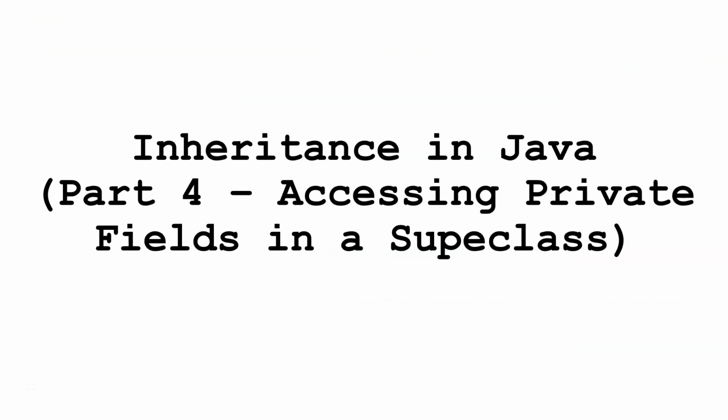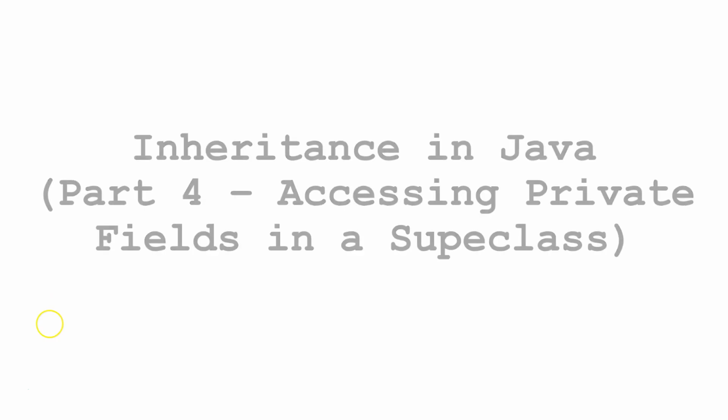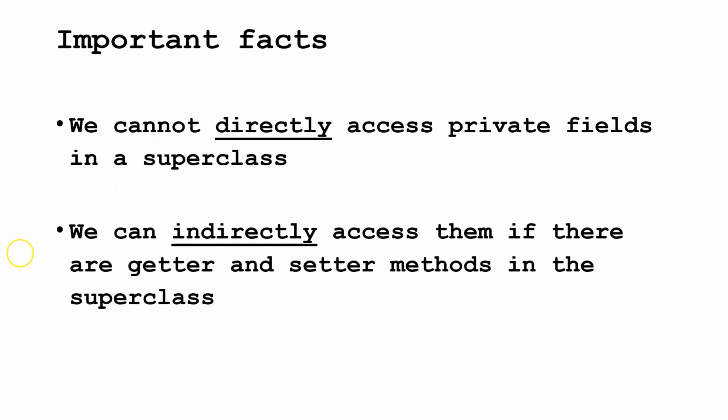In this Java tutorial, we are going to continue talking about inheritance. Specifically, we're going to talk about accessing private fields in a superclass from a subclass. Two important facts to know. First, we cannot directly access private fields in a superclass from a subclass. Second, we can, however, indirectly access them if there are getter and setter methods in the superclass.